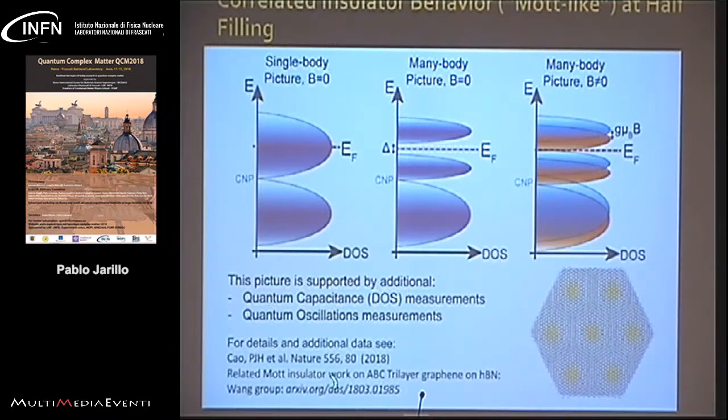Now, similar Mott-like insulator behavior has been observed in ABC trilayer graphene on hexagonal boron nitride by the Feng Wang group at Berkeley. So this is more general than just graphene on top of graphene.